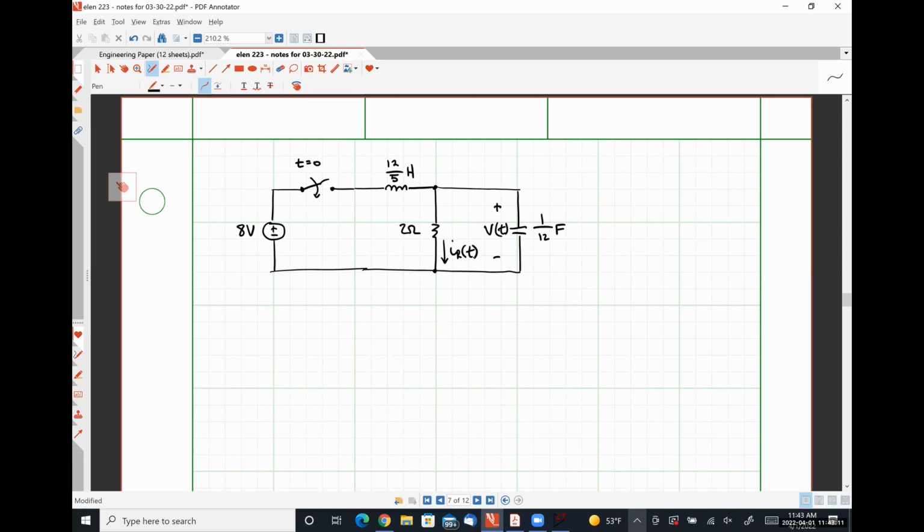So for a parallel RLC network, what is alpha equal to? Look at your table. 1 over twice RC. Thank you. That's 1 over 2 times 2 ohms times 1/12 of a farad. So that's 1 over 4/12. So 12 over 4 is 3 nepers per second.